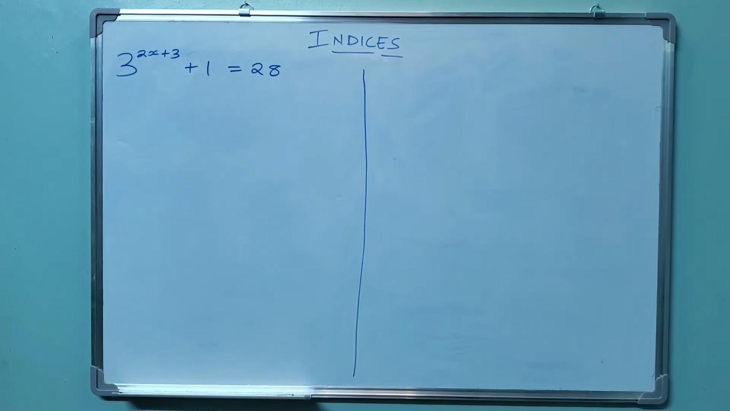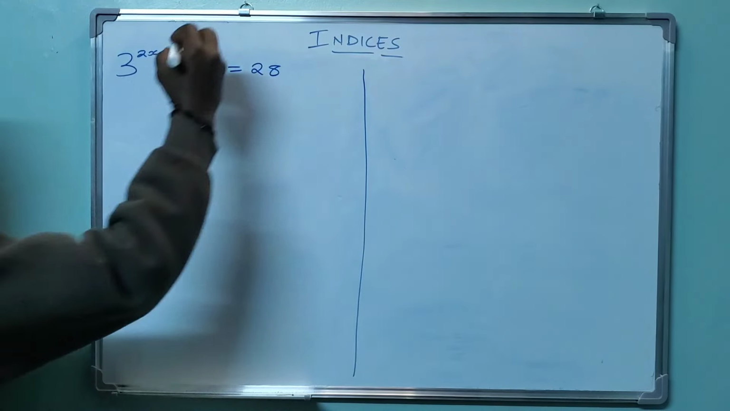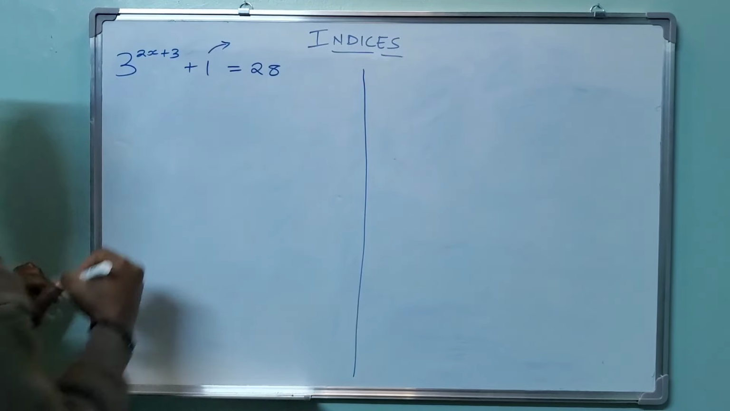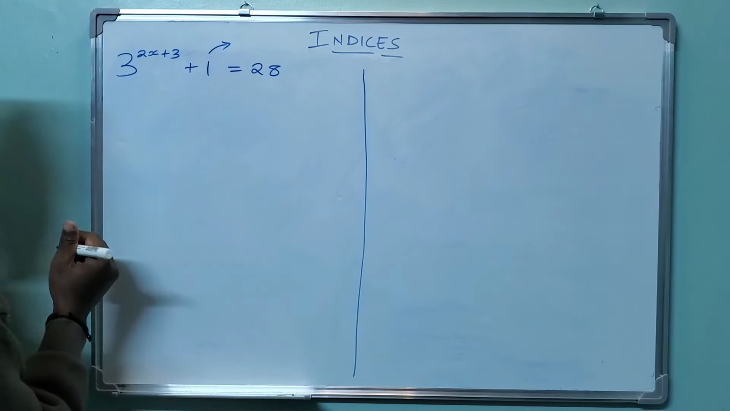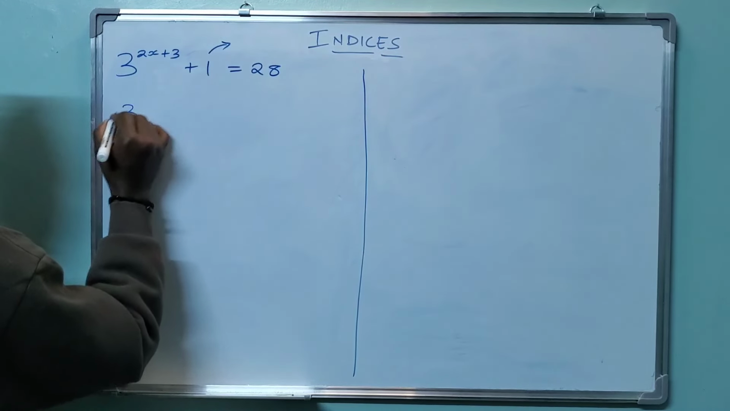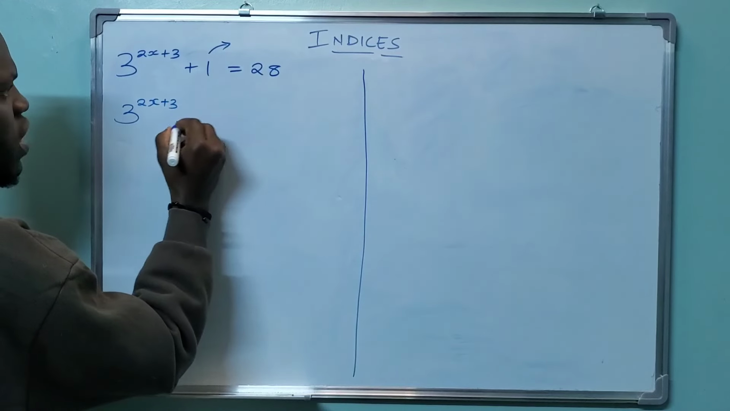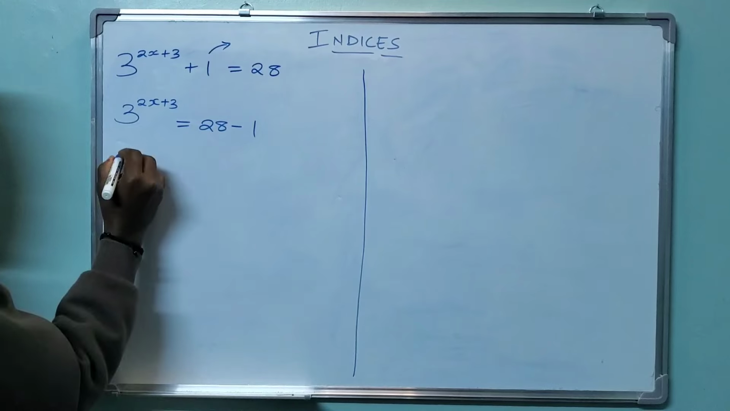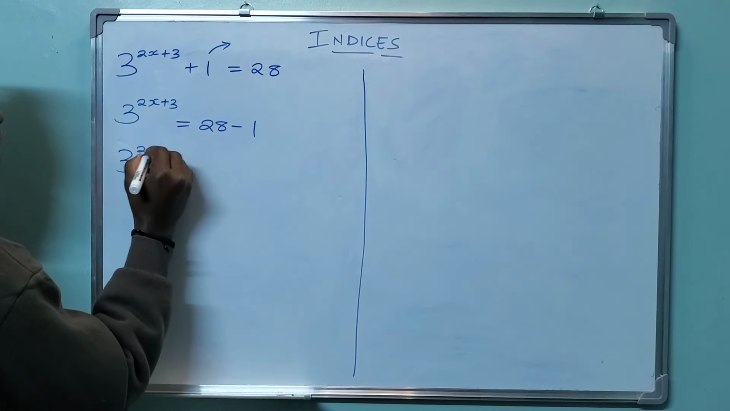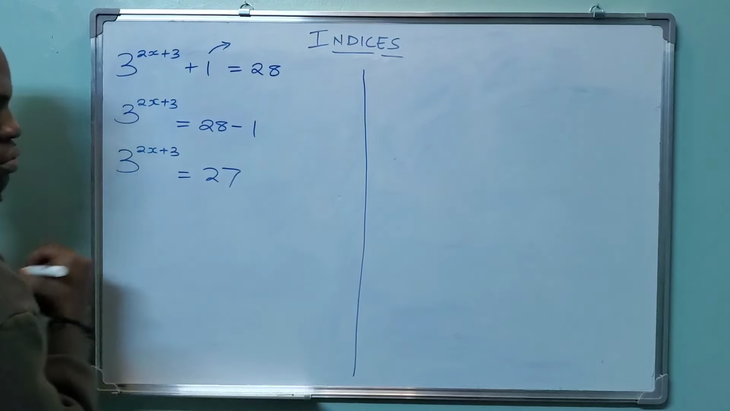But in this case, it is quite simple. Why? Because now 1 and 28, those ones are like terms. So it means that I'll take 1 to the other side, and 1 will become a negative. When 1 becomes a negative, it means that on my left-hand side, I'm going to be left with 3 raised to power 2x plus 3 being equals to 28 minus 1. Which means I'm going to have here 3 raised to power 2x plus 3 being equals to 27.